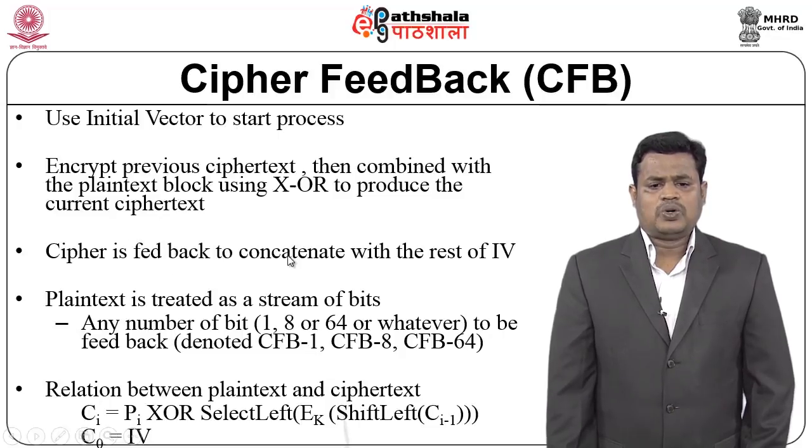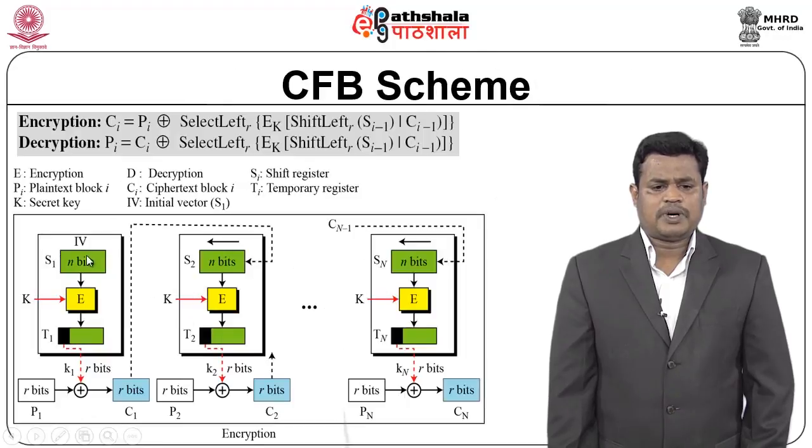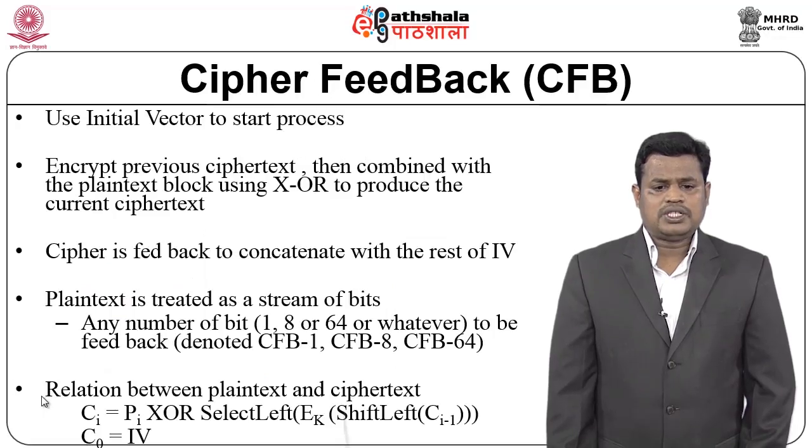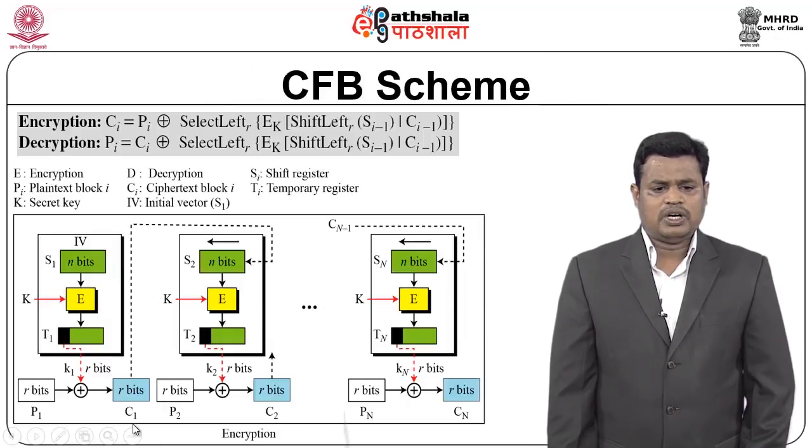The cipher is fed back, concatenated with the rest of your IV. We can see from this diagram the initial vector, then the encryption process, then we are generating the ciphertext, then R bits of plain text. Now we can observe here the feedback chaining, where PI, that is your plain text, is given to the encryption process, and the initialization vector is also there in the encryption process.